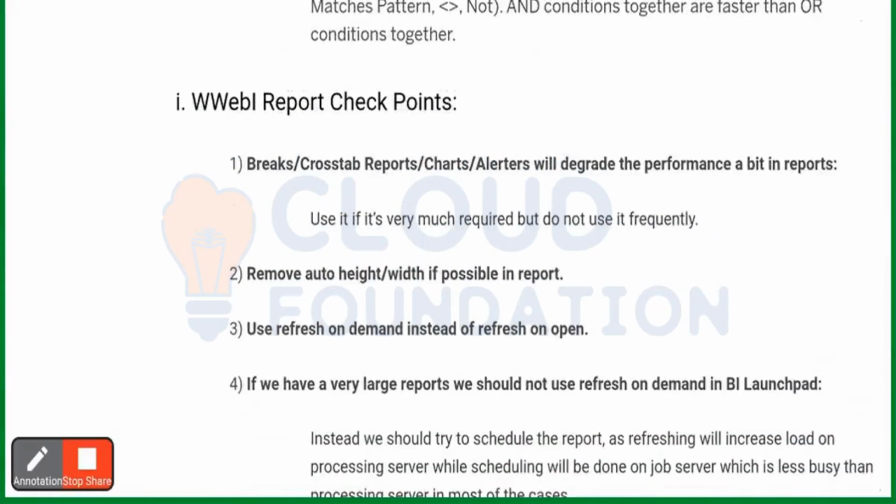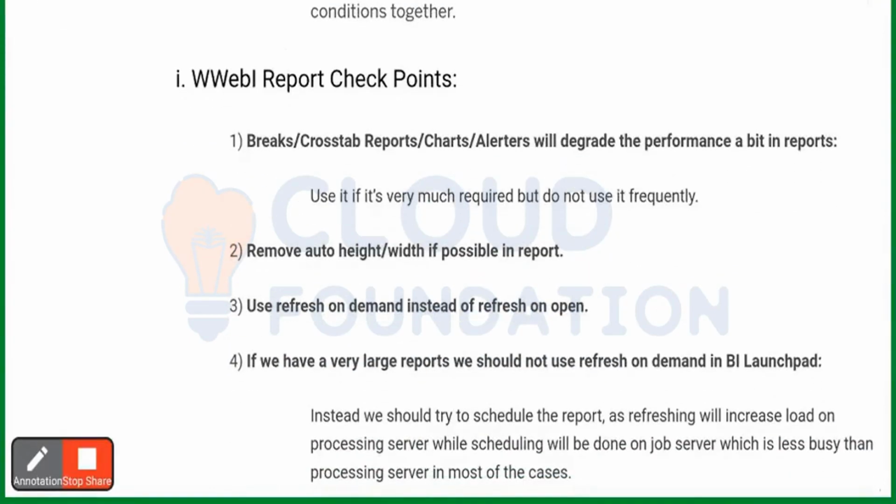The second thing is the report format. We can check breaks. It is like a grouping that I will be letting you know tomorrow. Breaks, cross-tab reports. Yesterday we covered cross-tab reports, where rows have one object, columns have one object, and in the body there will be key figures. That kind of reporting is possible using cross-tab. Cross-tab reports or charts alert us. These will degrade the performance a bit in reports.